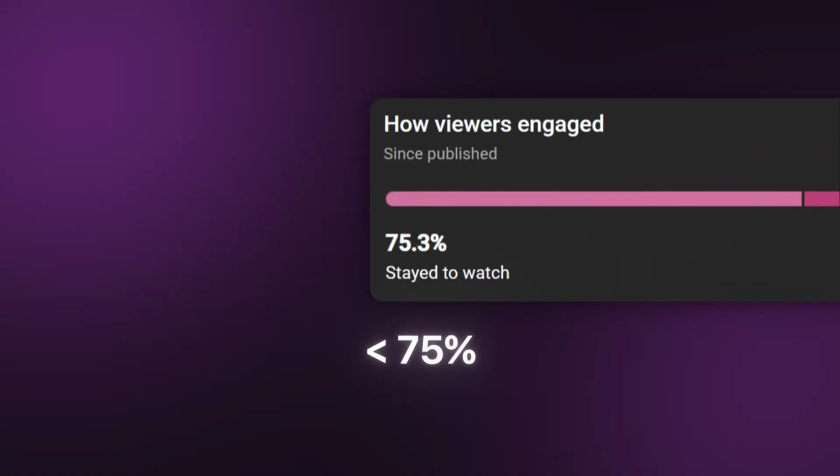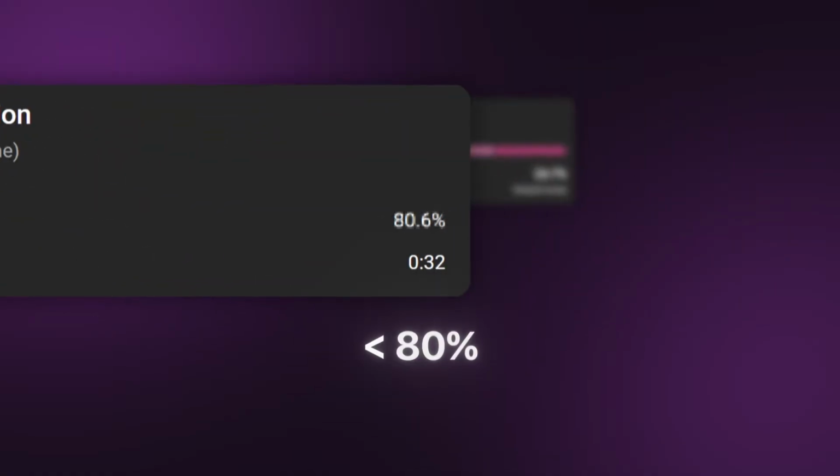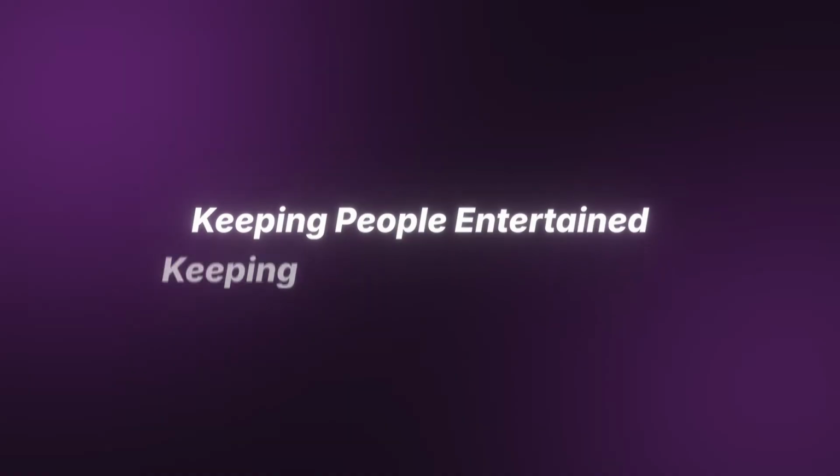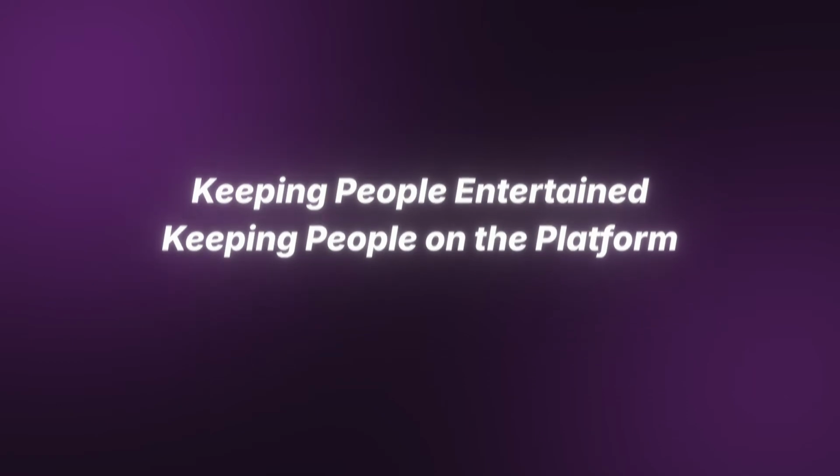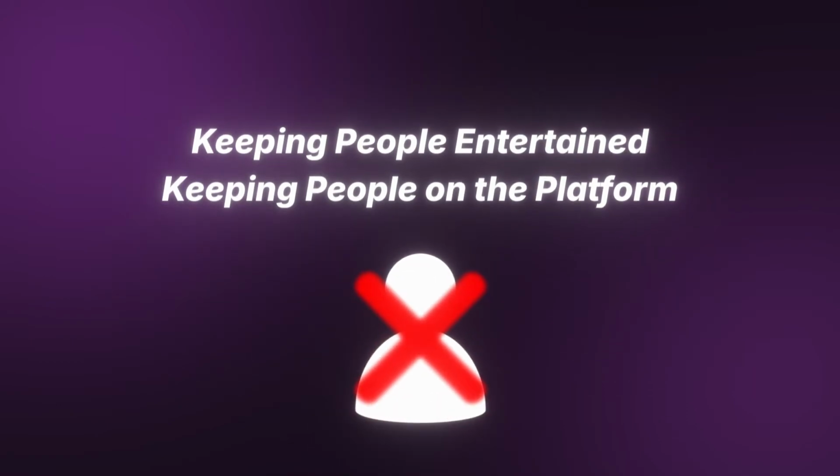If you are at this stage, I'll take a look at your stats, as they are likely going to tell us the story. If your swipe rates are below 75% and your AVD is below 80%, then this is a pretty obvious reason as to why your videos are not getting pushed out by YouTube. YouTube is a business and they make money by keeping people entertained and keeping people on their platform. So if you have bad stats in these areas, that is essentially telling YouTube that you are not doing your job in keeping people entertained and in keeping people on the platform, which means that YouTube have no reason to push your video to more people.